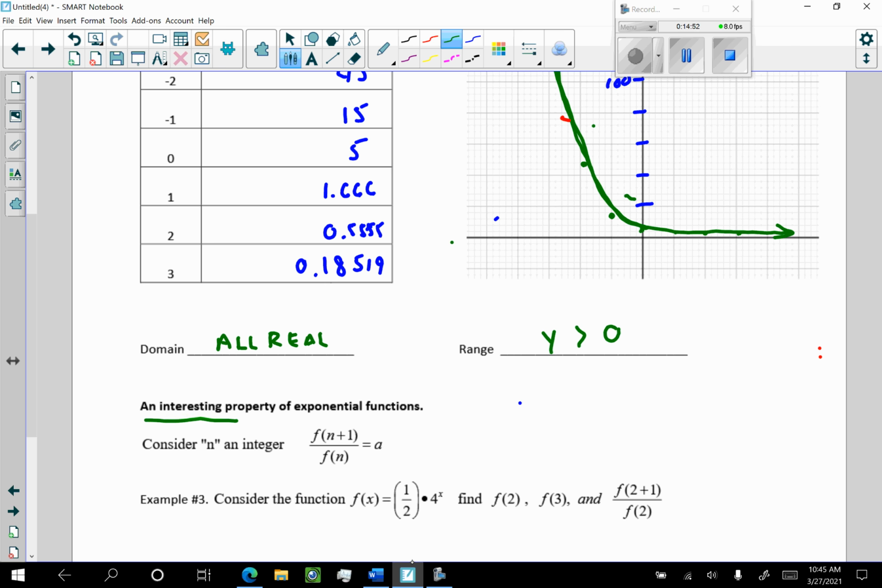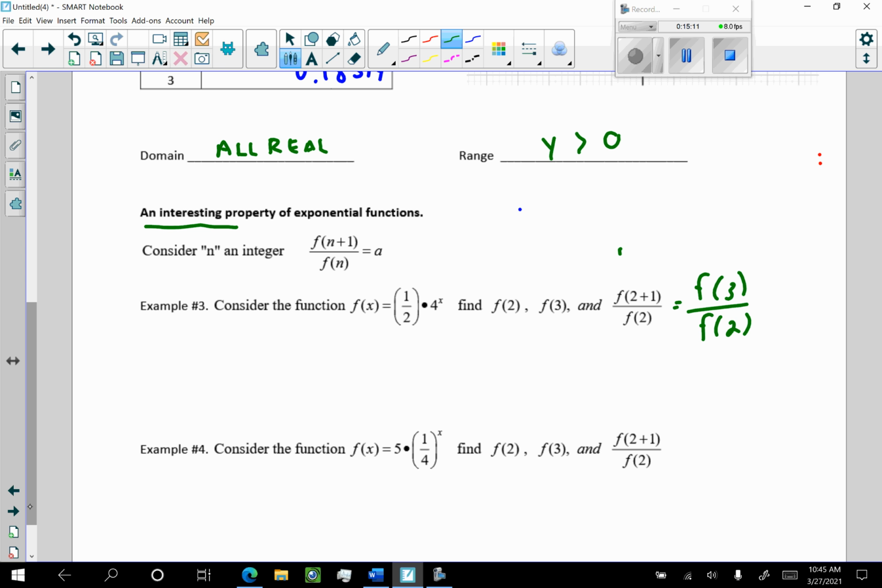Example 3, consider the function 1/2 times 4 to the x power. We're going to find f of 2, f of 3, and then keep in mind, f of 2 plus 1 is f of 3 divided by f of 2. So let's find out what f of 2 is for this particular function. F of 2 is 1/2 times 4 squared. That's going to be 8. 4 squared is 16, divided by 2 is 8.